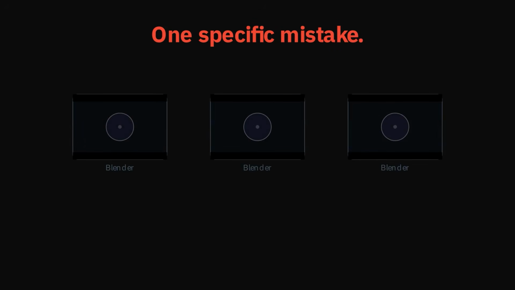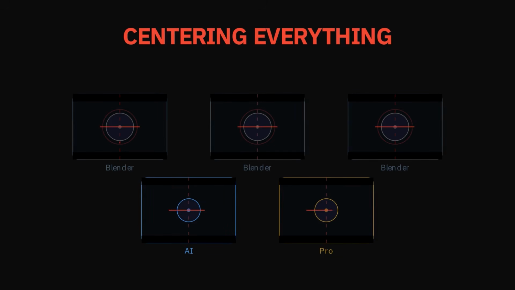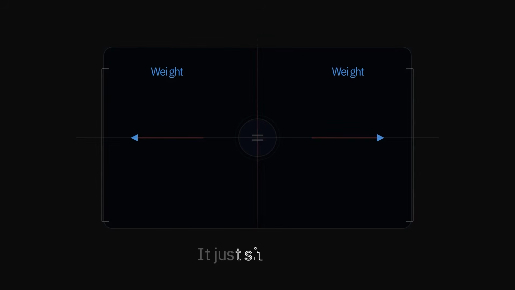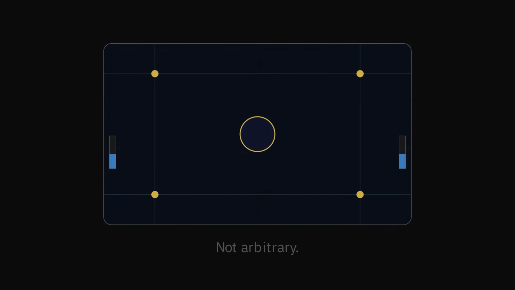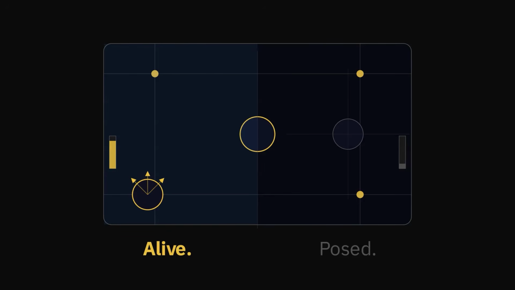There's one specific mistake I see constantly in Blender work, in AI renders, and honestly professional work too sometimes. Centering everything. When you place your subject dead center in the frame, you split the visual weight perfectly in half. Left and right cancel each other out. The image becomes symmetric, static, and nothing pulls in any direction. It just sits there. This is the actual reason the rule of thirds exists. Not just some arbitrary design preference, but because placing your heavy element off center creates an imbalance, and that imbalance creates visual tension, and visual tension is what makes an image feel alive rather than just posed.